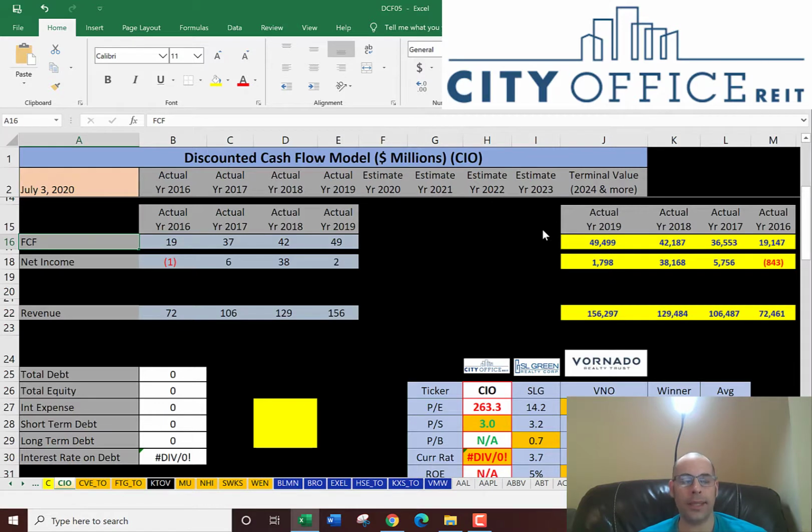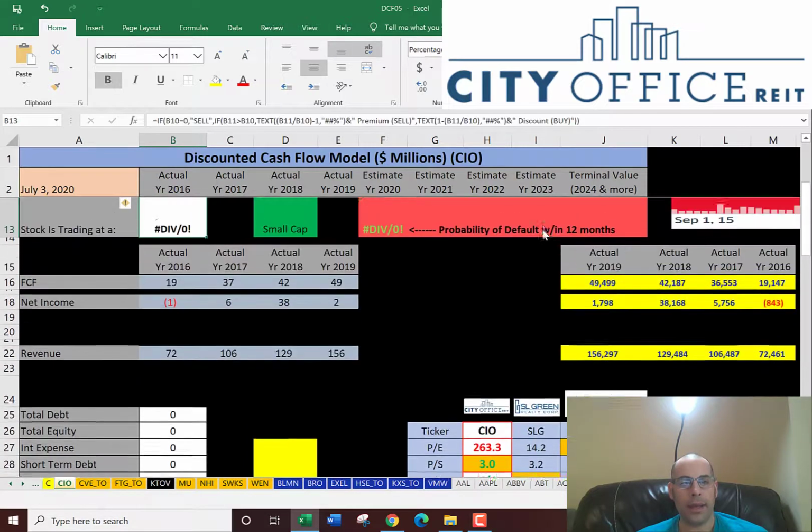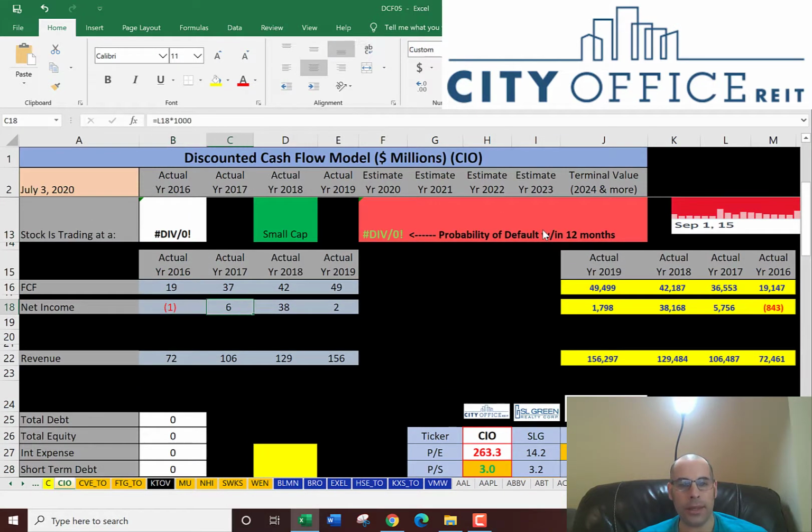In 2016, they had a $1 million loss, yet positive $19 million of free cash flow. So they must have taken a lot of depreciation that year or possibly passed through a loss from prior years. The net income is a little volatile, but the free cash flow and revenue seem fairly steady.